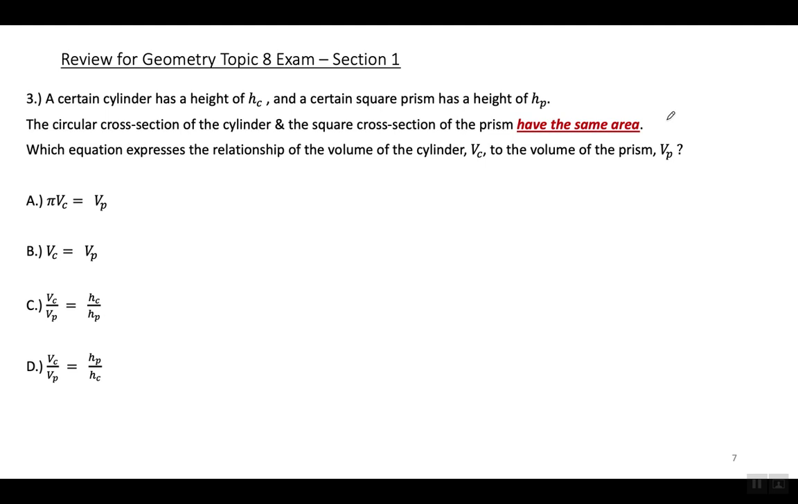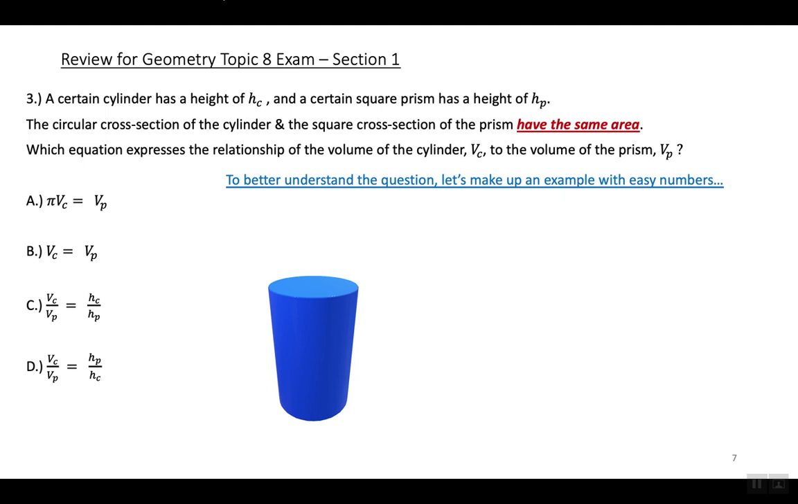Whenever you run into this situation where you don't fully understand what the question may mean the first time you read it, I've mentioned this before, what you should do a lot of times is make up an example imitating what they're saying with very easy numbers, and it allows us to see things more clearly. So as I wrote here, to better understand the question, let's make up an example with easy numbers. They're talking about a cylinder, right? Here's my cylinder.